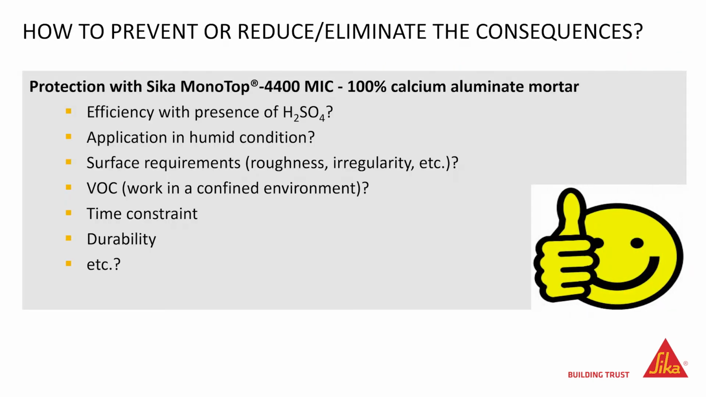With 100% aluminate mortar, all the concern of using resin or inert liner system, which led to numerous claims and court cases, is removed. Efficiency in presence of sulfuric acid is no more an issue, as after some time the acid is no longer produced. Humidity. This is needed for this mortar.